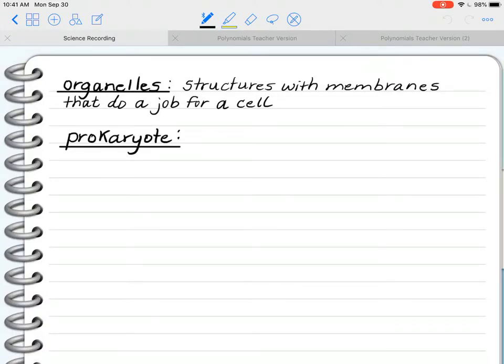I did not realize that we only had one term left on the next page, or I would have gone ahead and done that one. I'm sorry. I forgot that we had already defined organelles. But let me give you the sound spelling for this one. This is called a prokaryote.